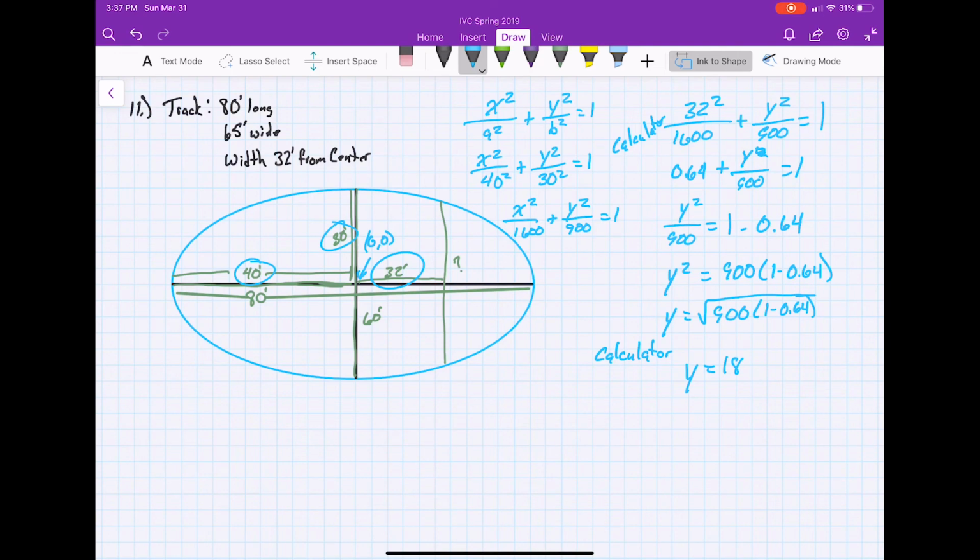Now, this is only half of the line, so we have to multiply. We want to know the whole height, the entire distance across. So it's 18 times 2, which is equal to 36 feet. So that is our final answer for this one.